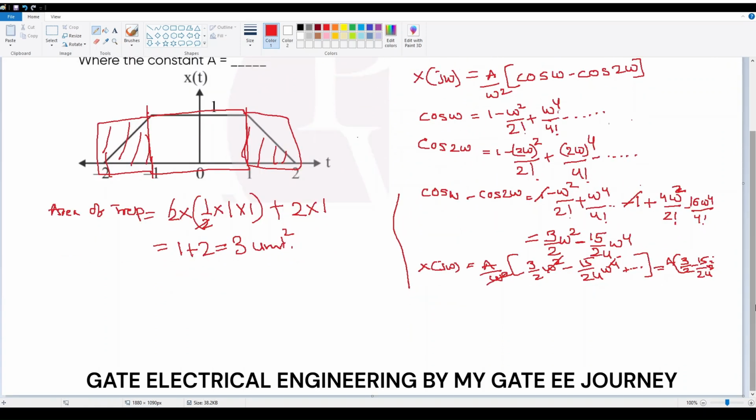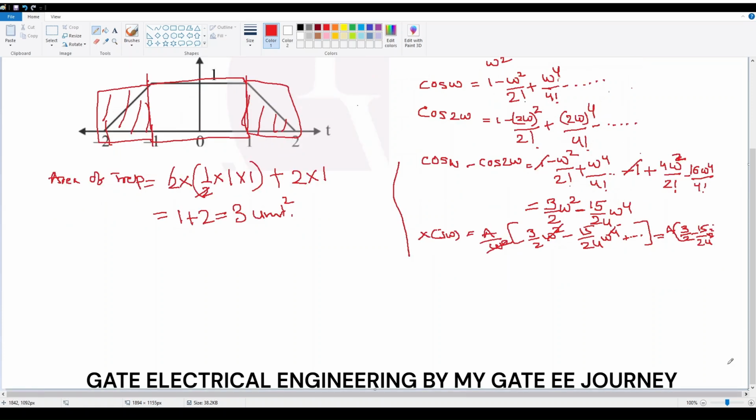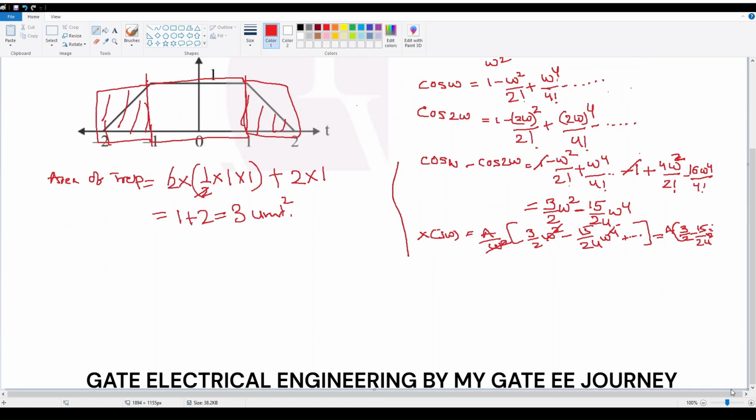Now we got the area of the trapezoidal. So we got two inputs. Now how to solve this? X of j omega is nothing but A into 3 by 2 minus 15 by 24 omega square and so on. Here we have been given one hint that it is a continuous time Fourier transformation.